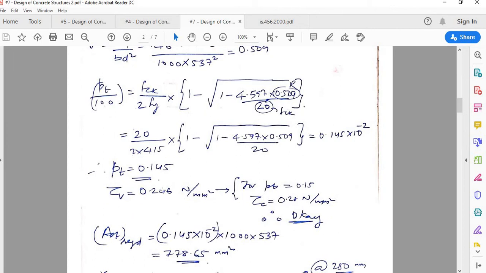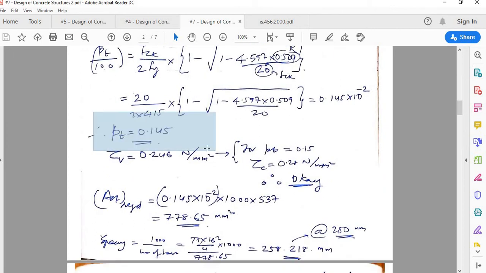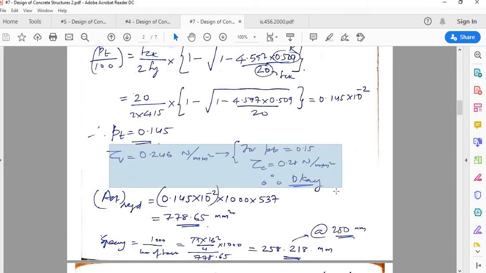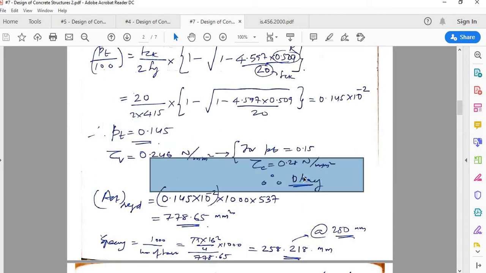So for that particular pt, we can calculate the shear capacity, and it should be greater than the shear stress that's already there. Now again, remember, for a retaining wall there are no stirrups, so the shear capacity has to be met by the section itself. Okay, so this is the calculation. For this pt, the shear capacity is also satisfied.